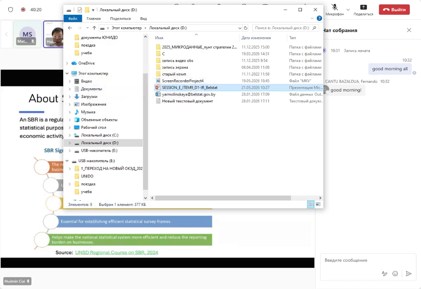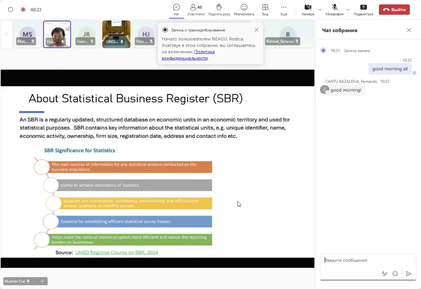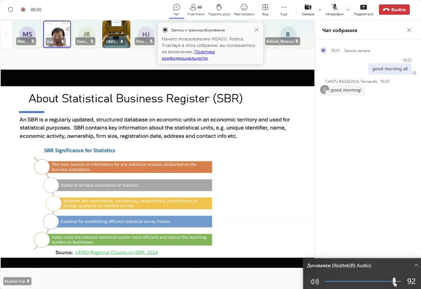It's used to achieve consistency for statistics by providing a common frame and integrating data for data collection and data compilation. It supports data coordination, consistency checks, etc. across data domains. So it is also essential for establishing efficiency in statistical survey frames, so you can reduce the reporting burden as well as improve data availability from alternate data sources. It helps to make the national statistical system more efficient and reduce reporting burden, as well as improve data quality and the coherence. For more information, you can refer to the UNSD's guidelines on SBR, or there are e-learning materials.